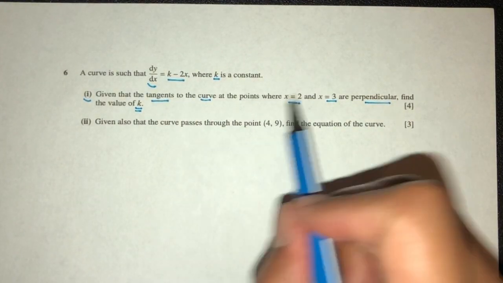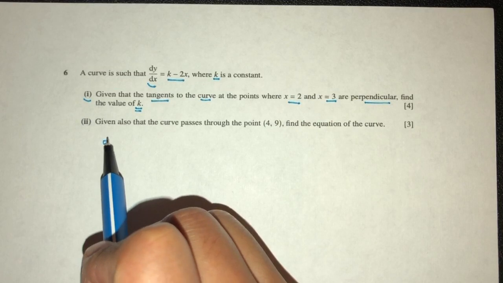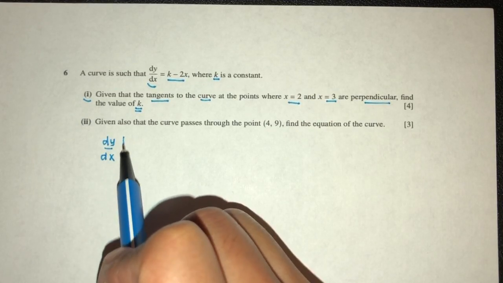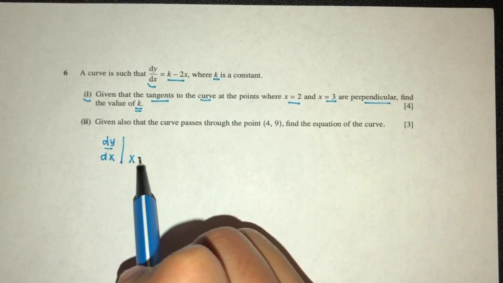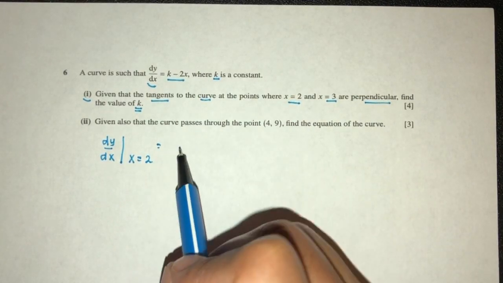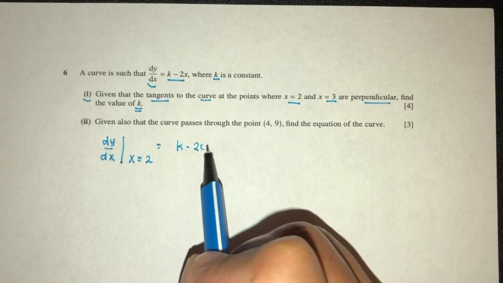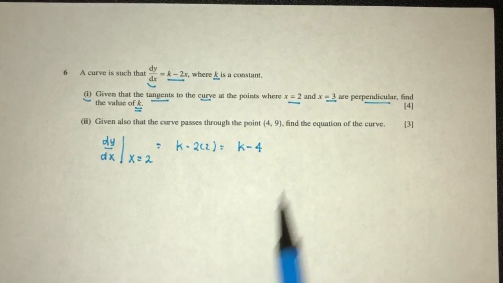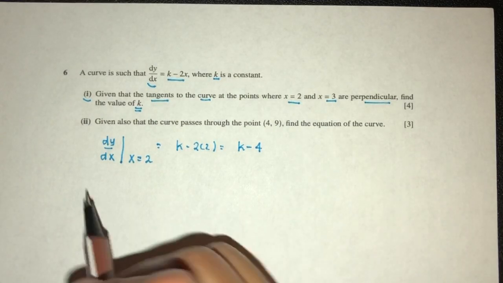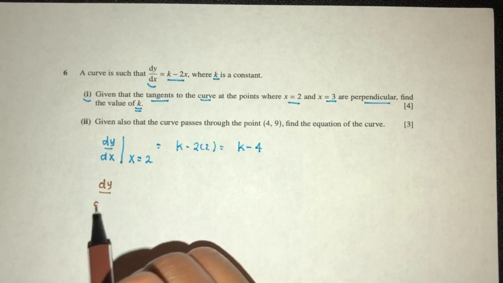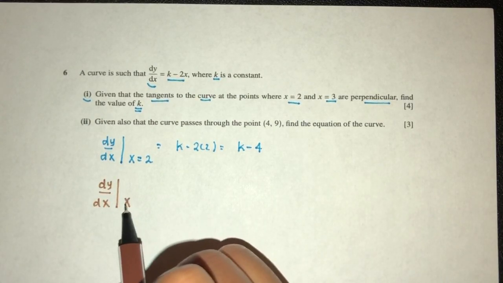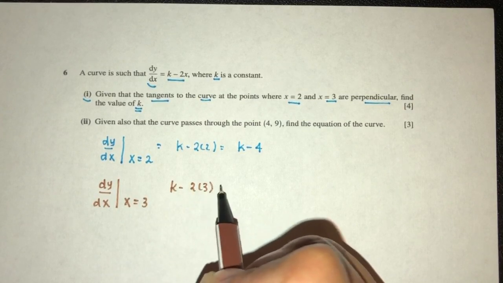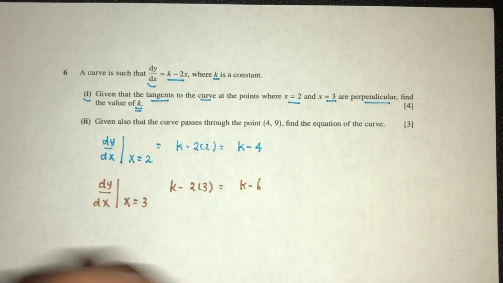So the tangent at this point, dy by dx is the gradient of the tangent. So we know that the gradient at this point has to be k minus 2 times 2. That should be k minus 4. That's the gradient at this point. How about this one now? Same steps. dy by dx at the value of x equal to 3 will be k minus 2 times 3. That should be k minus 6.